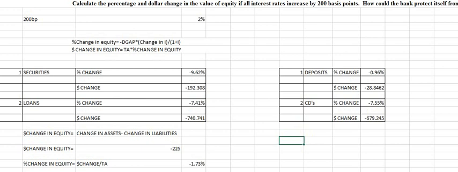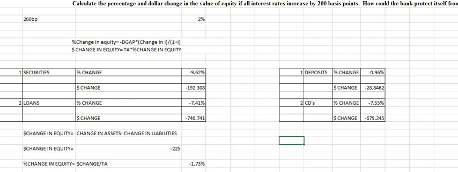Now the question continues. They say, how could the bank protect itself from this anticipated interest rate change? Since this interest rate change is anticipated, is expected, the bank has a duration of assets that exceeds the duration of liabilities, which means that the liabilities will be repriced faster. So any interest rate increase will hit the liabilities before it hits assets.